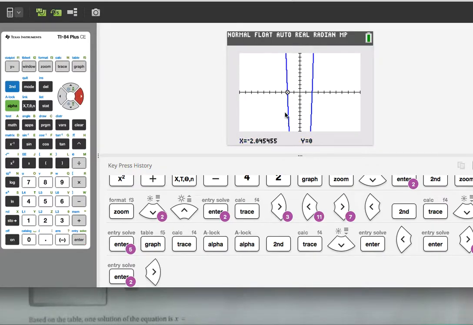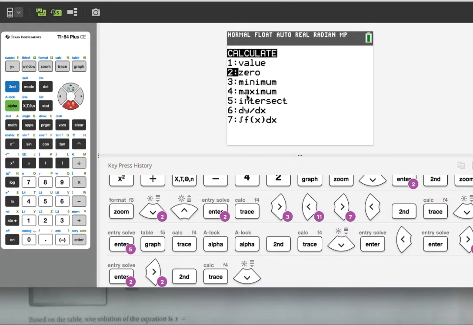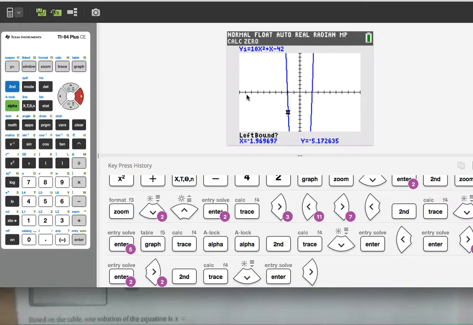We could also see where the other solution is. If we hit the same thing, second, trace, go to 0. Now as we start to move around to the other side, getting closer and closer, we know it's in between here and here as we see x's 2. So the calculator is really helpful for problems like this, and we'll see that in the next example that I'll give you some time to try on your own.